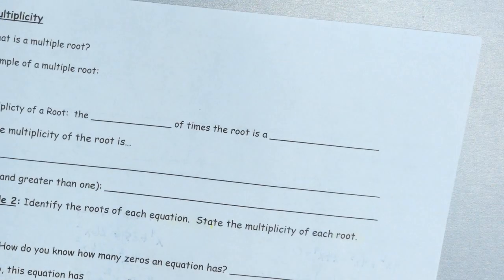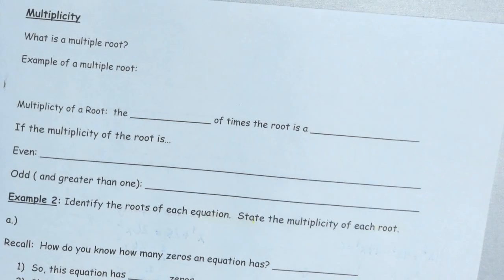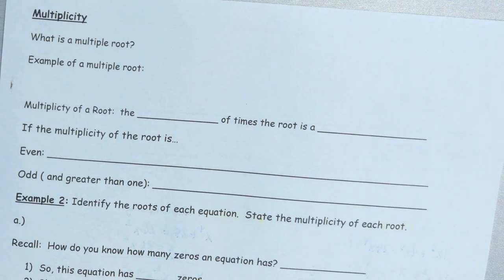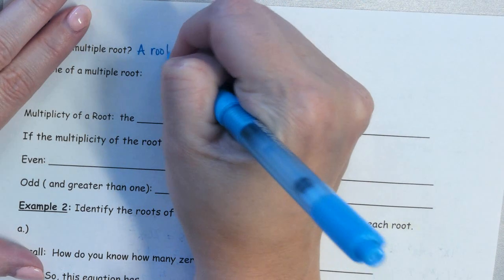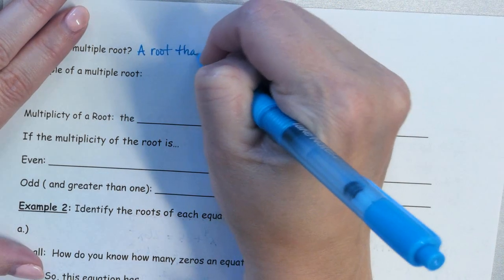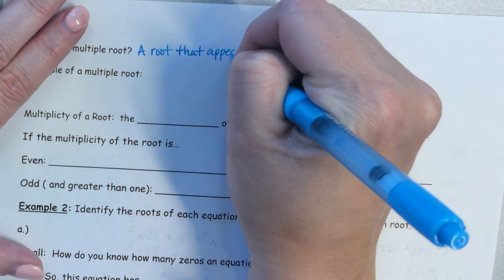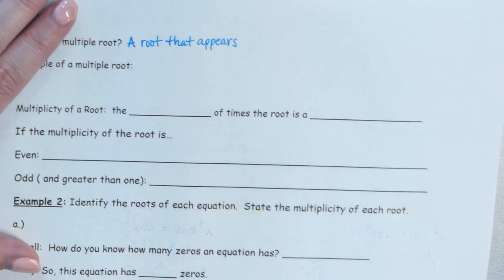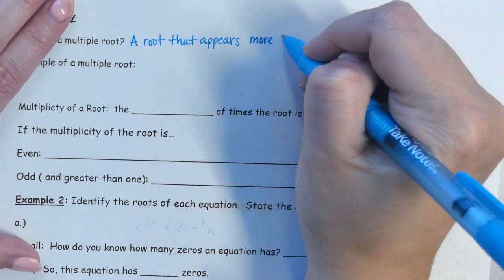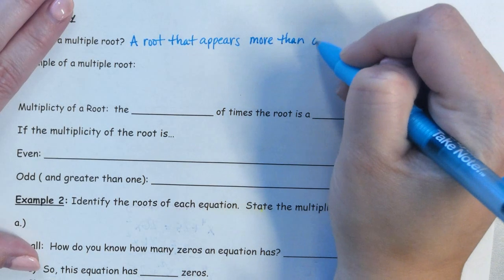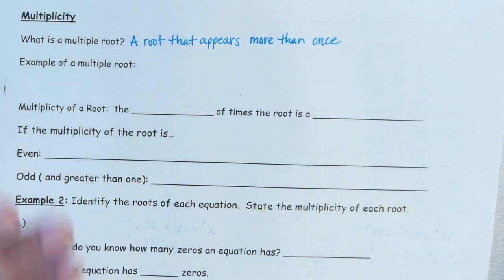All right, so with multiplicities, the first thing we have to talk about is what is a multiple root. It is just a root that appears more than once. And we're going to go over some examples.